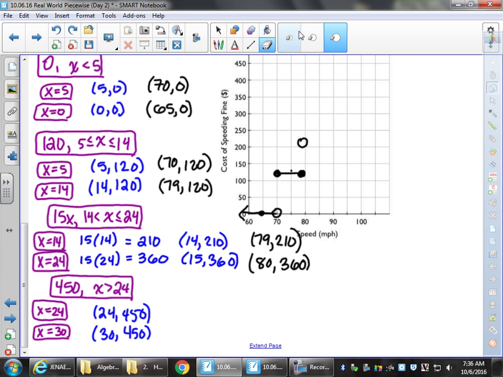Ah, yes. Typo. Okay, so 24 plus 65 becomes 89. So we have 89, 360. Open or closed? Closed.